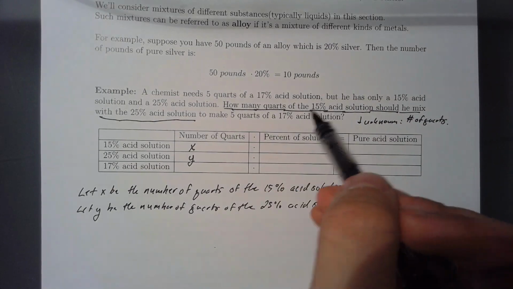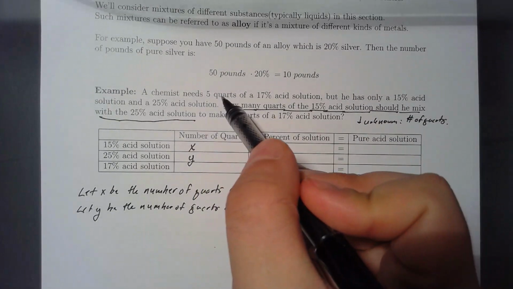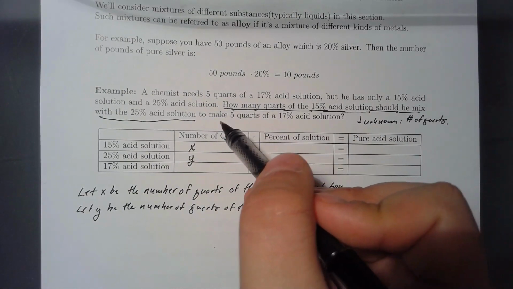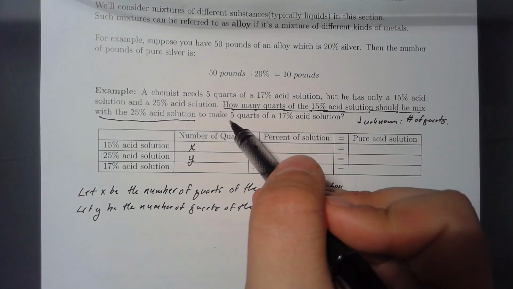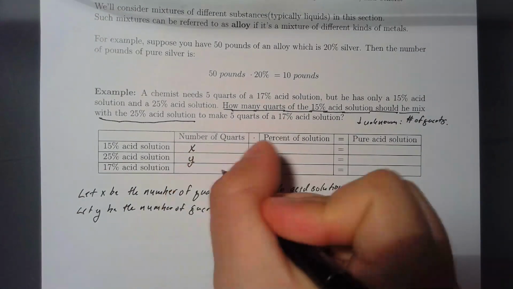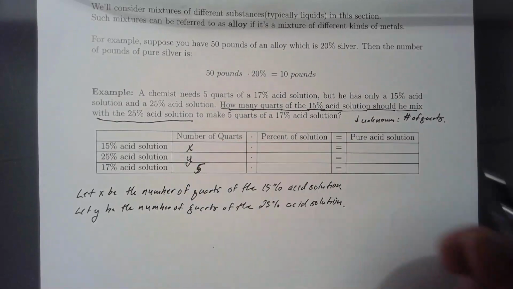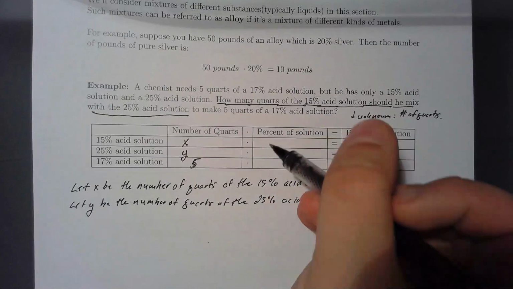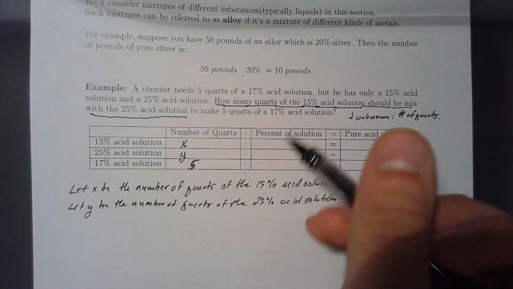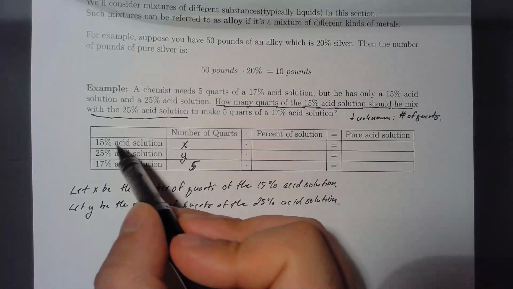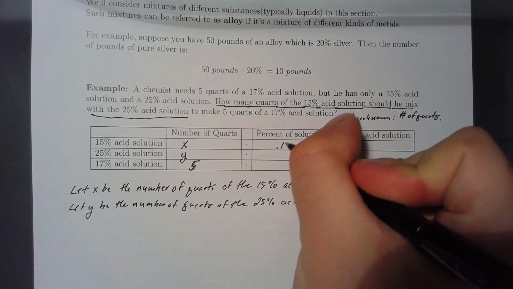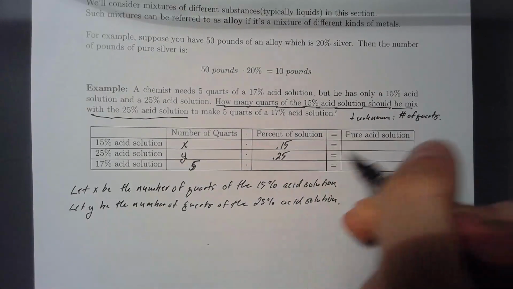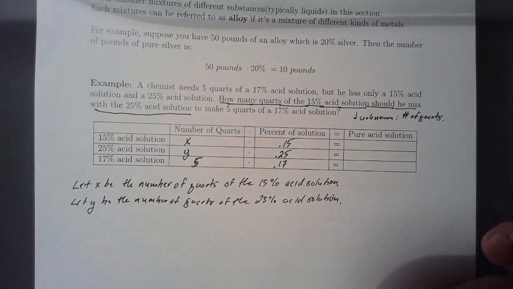Well, it's actually written in two different sections here. A chemist needs 5 quarts of a 17% acid solution. He even says it here. 5 quarts of a 17% acid solution. So that's 5. Alright, what's the percentage of the solution type? That's easy. It's a dead giveaway. 15% as a decimal is 0.15. 25% is 0.25 and 17% is 0.17.